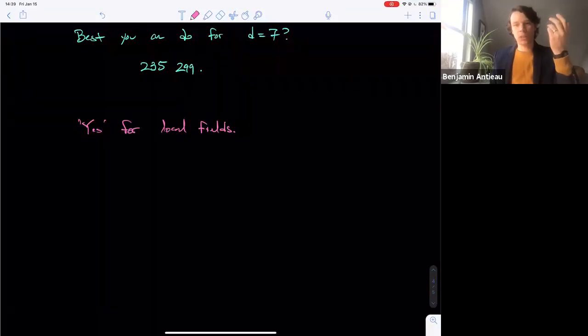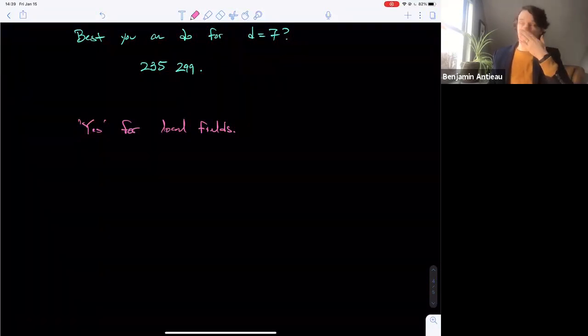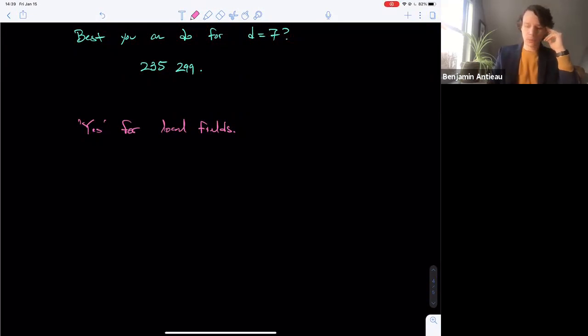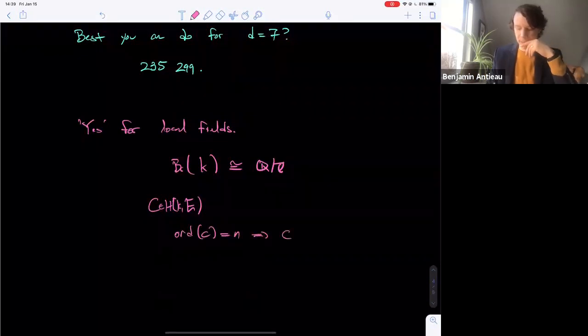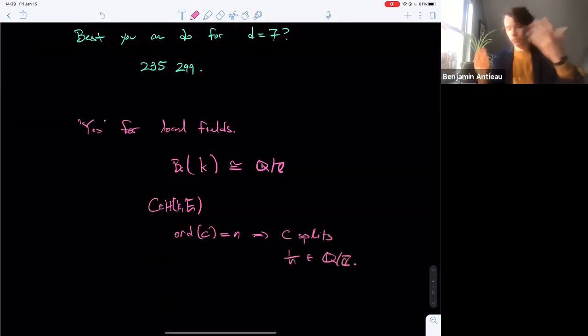I guess the reason is that what Lichtenbaum proves is that if K is a local field, then the Brauer group of K is Q mod Z. And say E is an elliptic curve and C is in H1(K, E), an element of the Tate-Shafarevich group that has order N. So the order of C equals N. So this is some genus one curve. This implies that C splits one over N in Q mod Z. So that's the underlying reason for that.